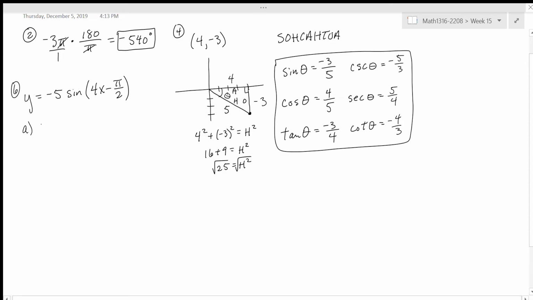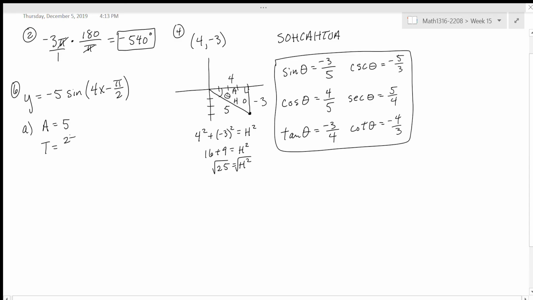Part A. What is the amplitude of this wave? What is the amplitude? 5. Remember, the amplitude is always positive. Remember, the formula says absolute value of the lead coefficient. What about the period?